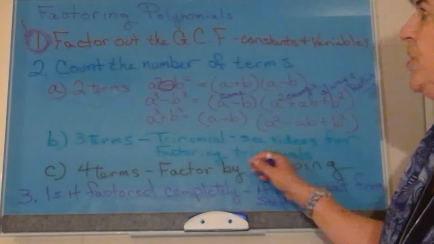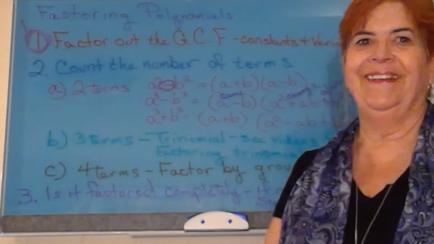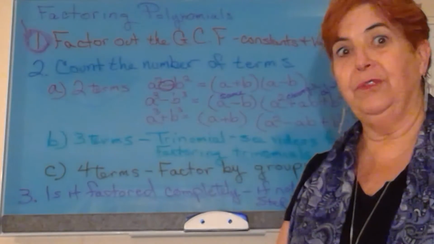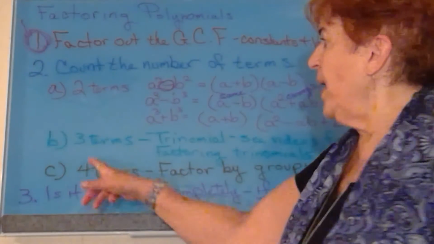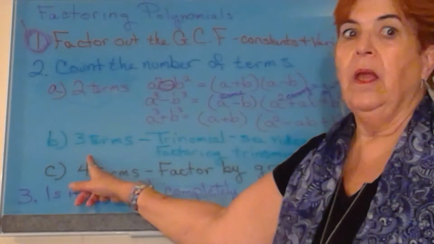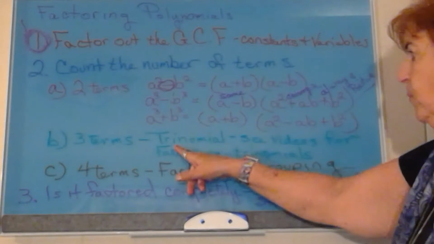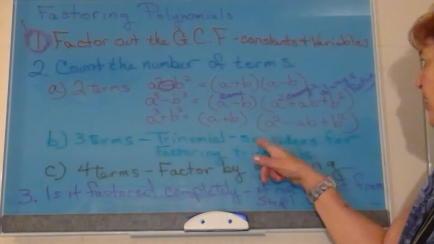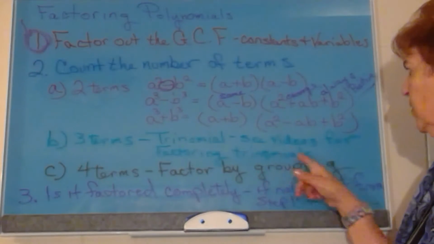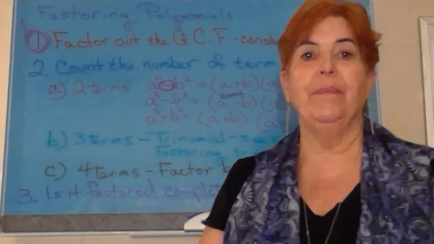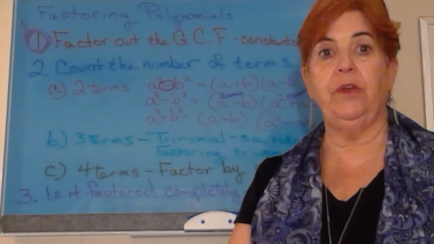Okay, that's all if you only have two terms. You're not always going to have just two terms. So, what happens if you have three terms? Well, if it's three terms, it's a trinomial. And with a trinomial, it says see videos for factoring trinomials. You should have already looked at those, I hope.